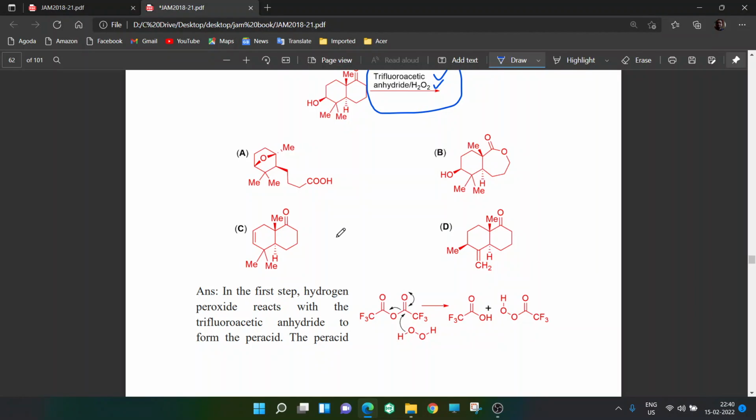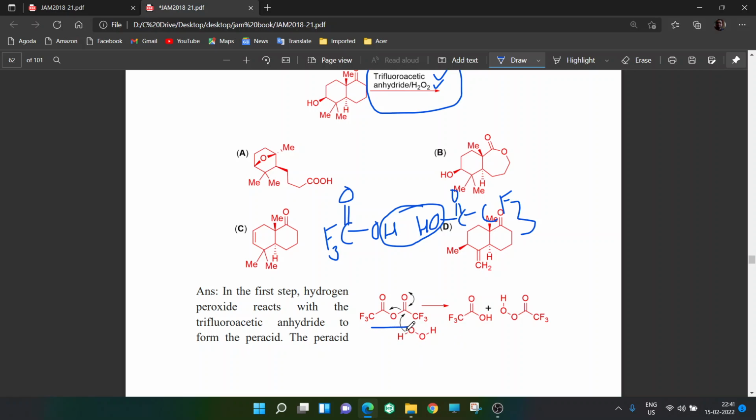Trifluoroacetic anhydride: first you have to understand what trifluoroacetic acid is. So trifluoroacetic acid is CF3COOH. When two molecules of them come together and H2O is lost between them, that is your anhydride, CF3. So just remove H2O and what you get is trifluoroacetic anhydride. So this is the compound.